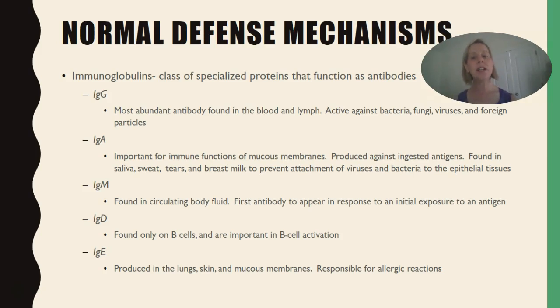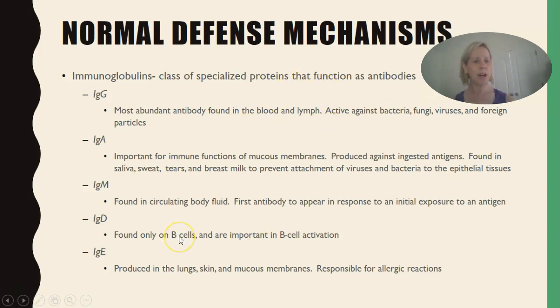IgA is one that's important in immune functions of mucous membranes. This is one that is going to be found in saliva and tears, in sweat and breast milk. And I always remembered this one, mama, because A and mama, but IgA is in breast milk. And IgMs are circulating antibodies in body fluids, and these are increased in your initial exposure to an antigen. So when you're initially exposed, we see a rise in this type of antibody in your blood called IgMs, and then as it continues, you start fighting against that, you have more IgGs.